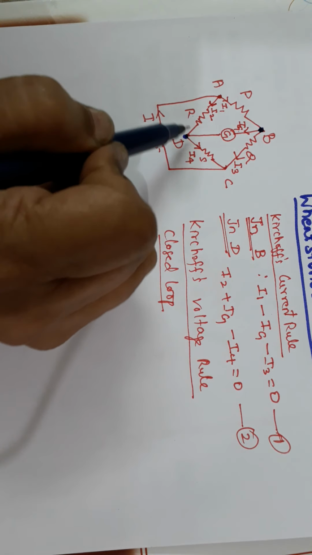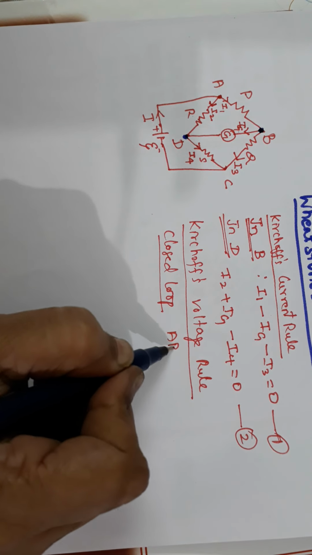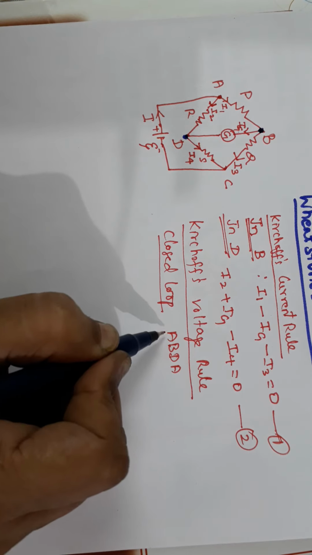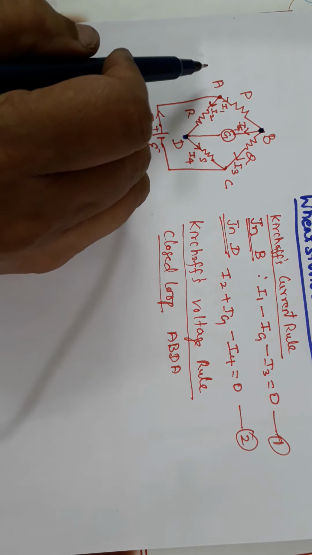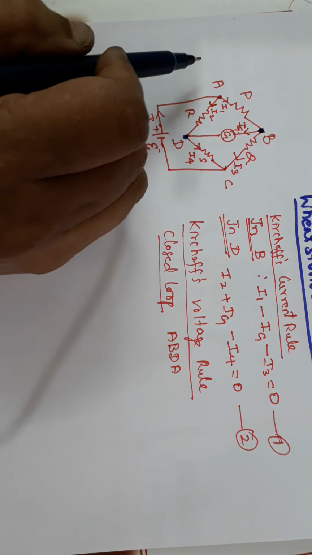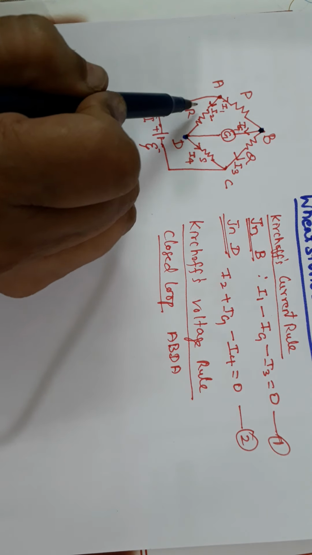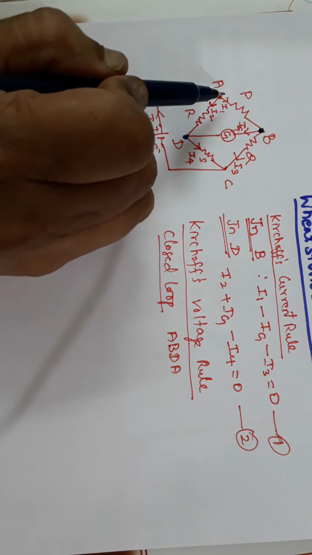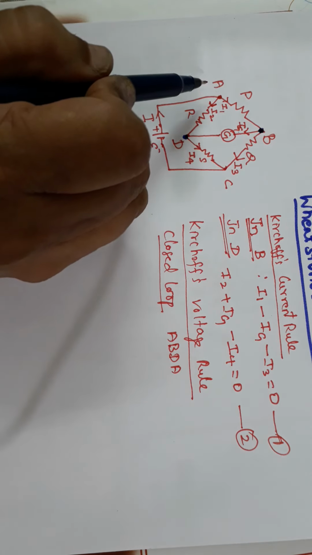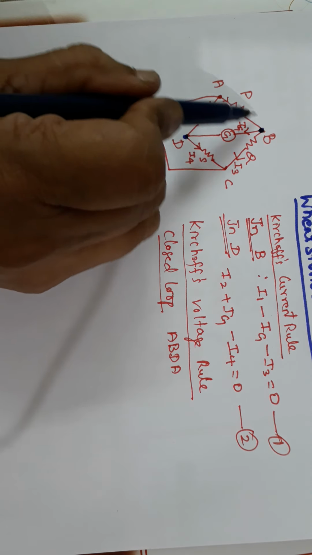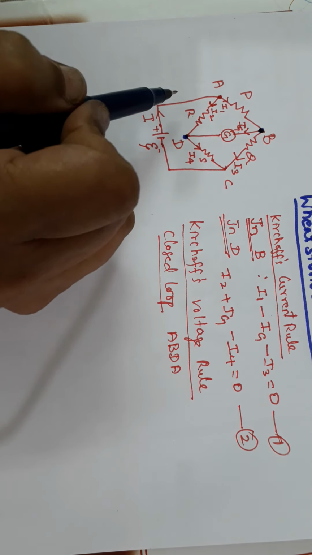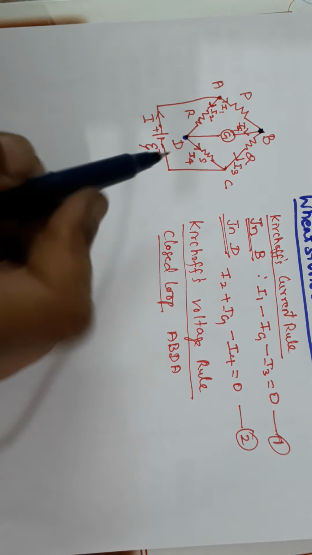ABDA, this first half, right? Which closed loop? ABDA. If you apply this voltage rule, you have to consider both current and resistance. In this loop you are going to consider both current and resistance. Remember, the algebraic sum of the product of current and resistance in the closed loop is equal to the algebraic sum of EMF. That is the rule, right?